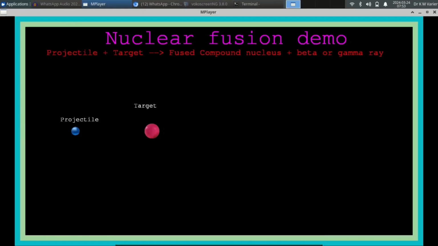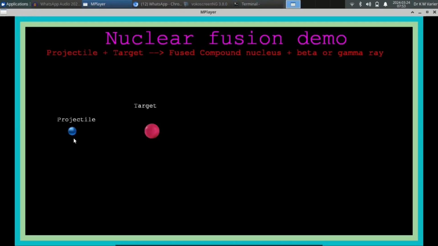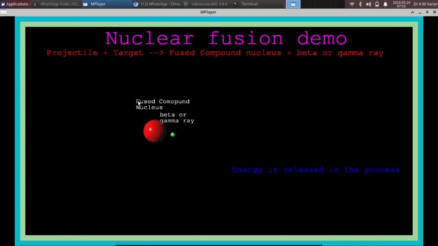In this particular animation the nuclear fusion process is illustrated. Here we have a projectile moving towards the fixed target. Here the two of them fuse together and produce a compound nucleus.